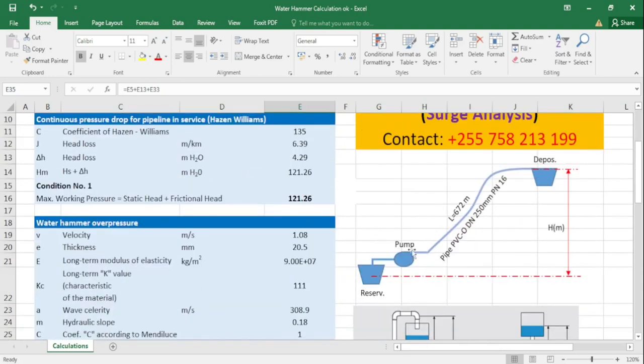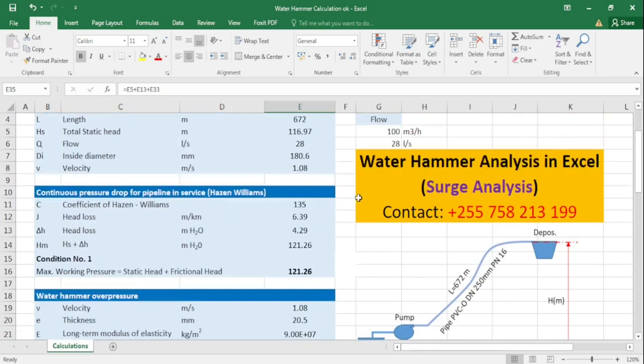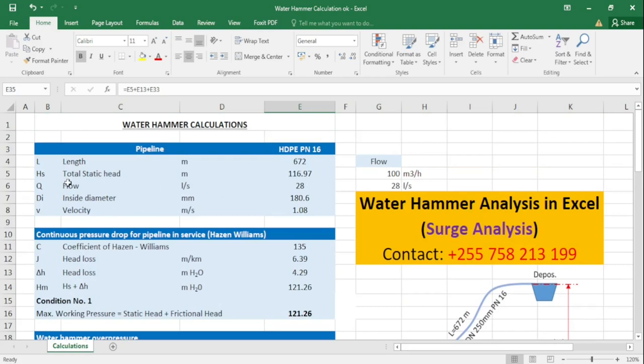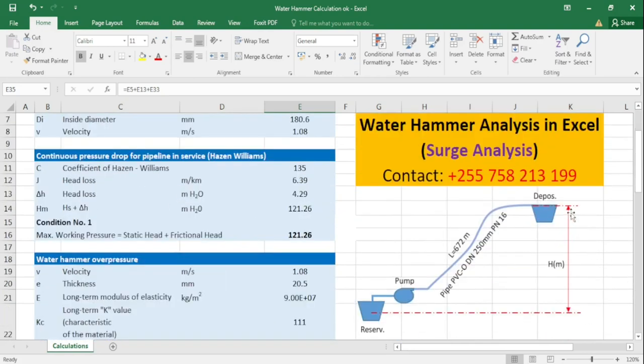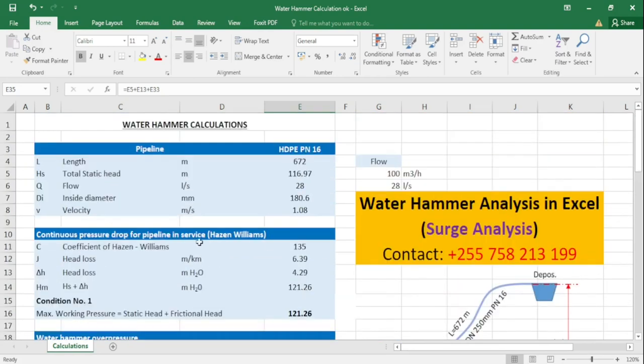Length means the length from the reservoir up to the storage tank, along this pipe, from this reservoir pump up to the storage tank here. Then we should have the total static head, which is this one here. Again, we need to have the flow or discharge, this one.